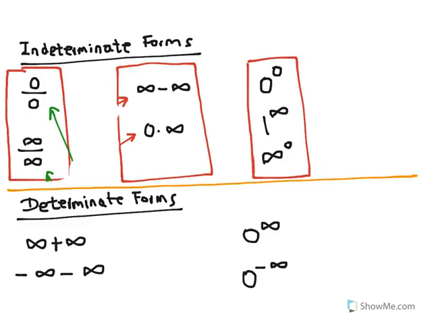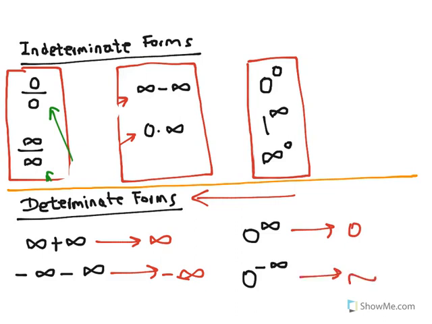So the 4 that we're going to look at are actually determinate, meaning if you get one of these 4 forms, you'll know the answer to the problem. So if you get infinity plus infinity, the limit will be infinity. So it's determinate. It's not indeterminate. If you get negative infinity minus negative infinity, the limit will be negative infinity. If you have 0 to the infinity, the limit will be 0. And if you have 0 to the negative infinity, the limit will be infinity.